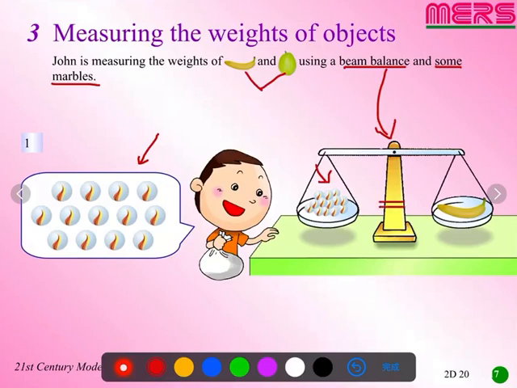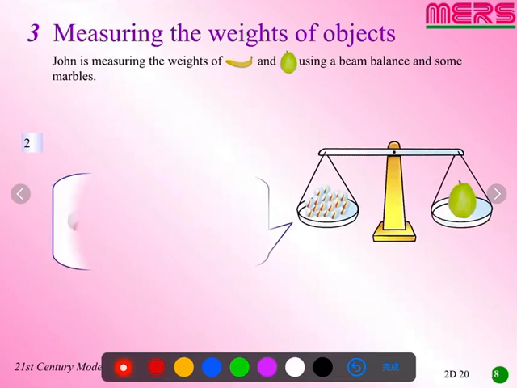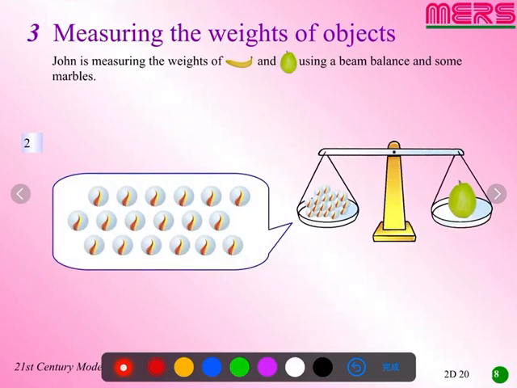So can you help me count how many marbles are there? When we put these marbles, the weight of these marbles are equal. Can you see? Their positions are the same. So we can know the weight of a banana by the number of the marbles. So can you tell me, a banana weighs about how many marbles? Yes, it will be 13 marbles.